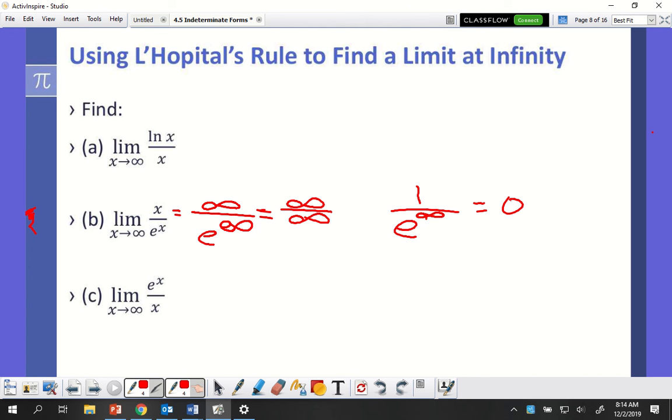All right, so the other one. So on C, that's going to be e to the infinity over infinity. Infinity over infinity, right? Now, derivative of the top is going to be e to the x, or in this case, e to the infinity, right? Over derivative of x is just 1. What do you think I'm going to get there?